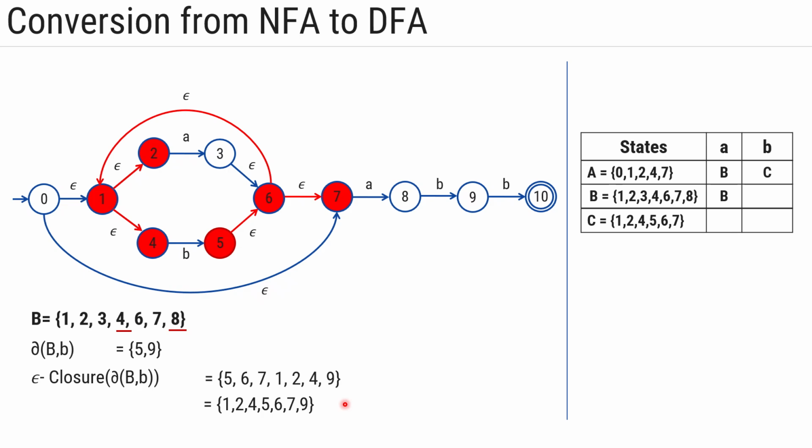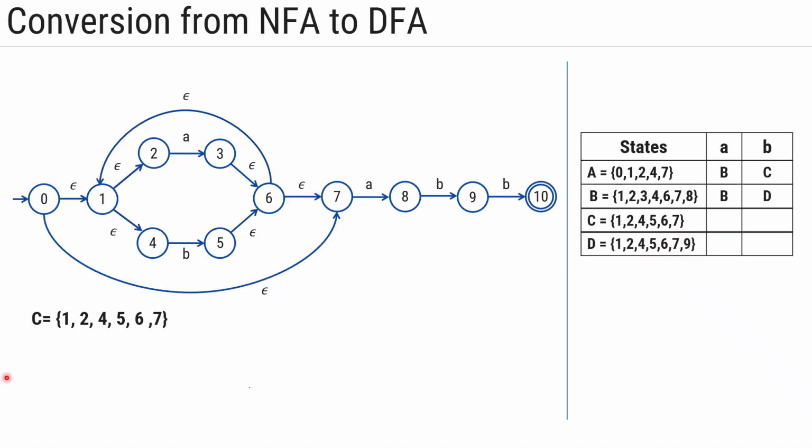We'll get 1 to 4, 5, 6, 7, 9, which is not similar to any other state already. We label it. We got new states A, B, C. You can give a new name D. Then delta of capital B comma b will go to the new state D. So D. Then B is over, the next new state is C. C is nothing but states 1, 2, 4, 5, 6, 7. So now I'll take this.